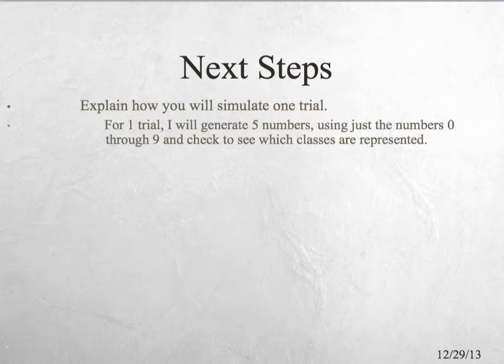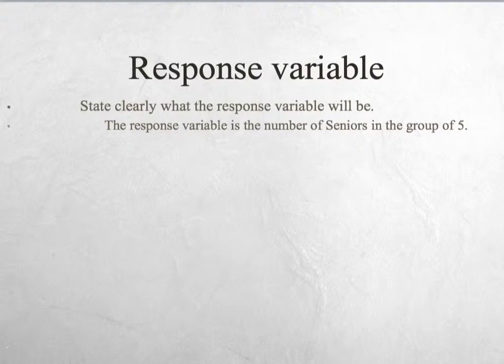Next step, how will you simulate one trial? I will generate 5 numbers using the numbers 0 through 9 and check to see which classes are represented. What will the response variable be? In this case, I'm interested in how many seniors are in that group of 5. That's going to vary from 0 to 5. That response variable is the outcome that I'm interested in, and I want to keep track to find the probability of not getting seniors.